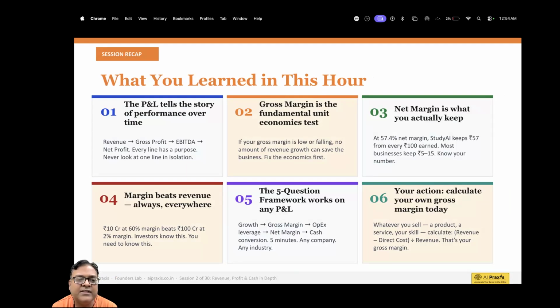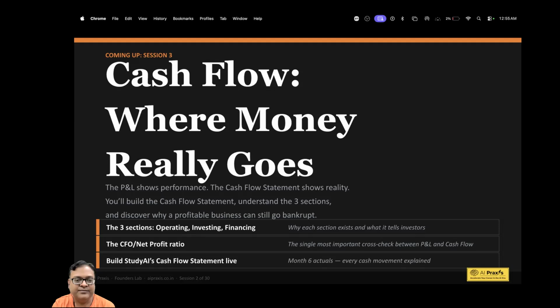The profit and loss statement tells the story of performance over time. Gross margin is the fundamental unit economics test. Net margin is what you actually keep. Margin beats revenue, always, everywhere. The 5-question framework works on any P&L. Your action is very simple. Calculate your own gross margin today.